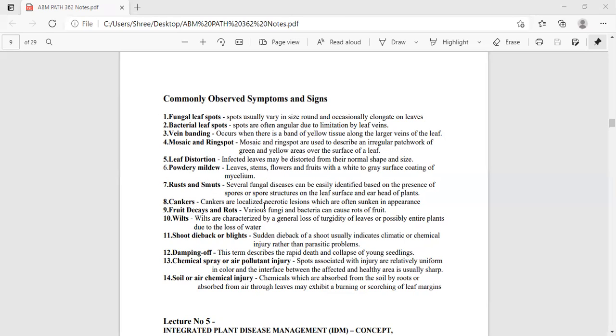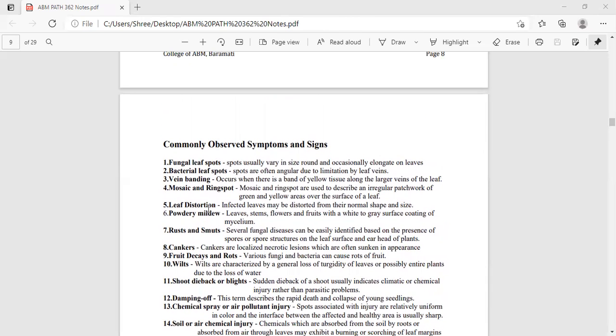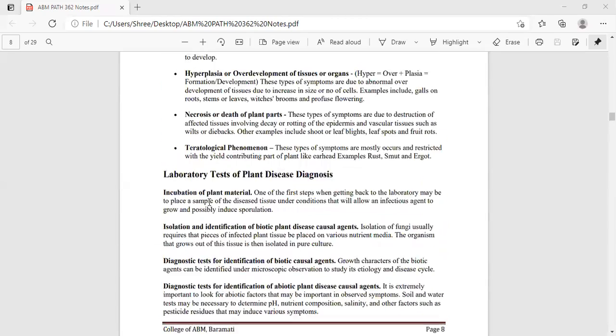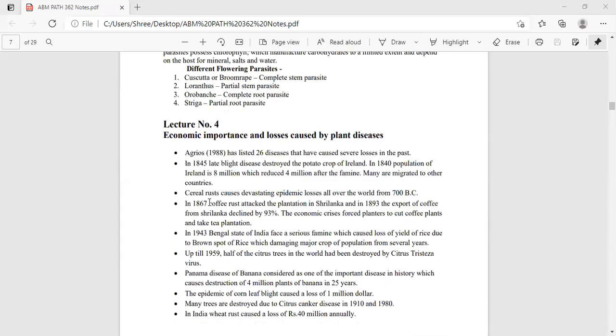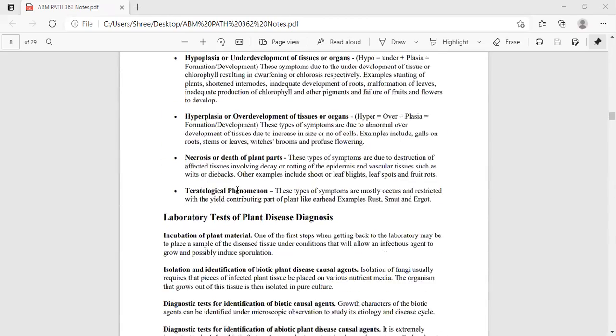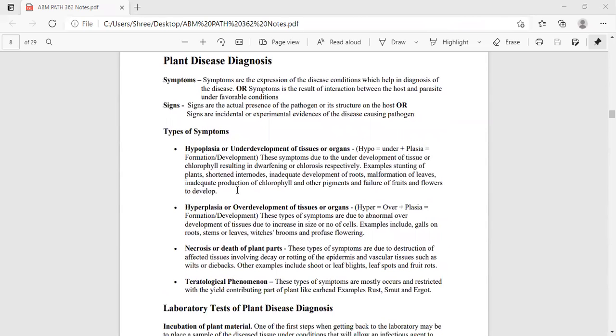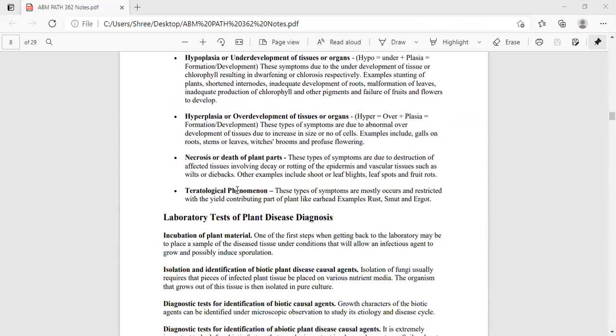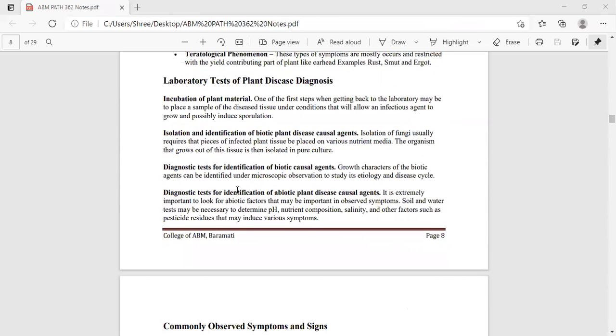I think we have already covered this in the third semester, in the topic introductory plant pathology. So you have to read it. We have seen today the economic importance and losses caused by plant diseases, and plant disease diagnosis, in which we have seen the definition of symptom and signs, types of symptoms: hypoplasia, hyperplasia, necrosis, and teratological phenomena. Also, we have discussed the laboratory tests.